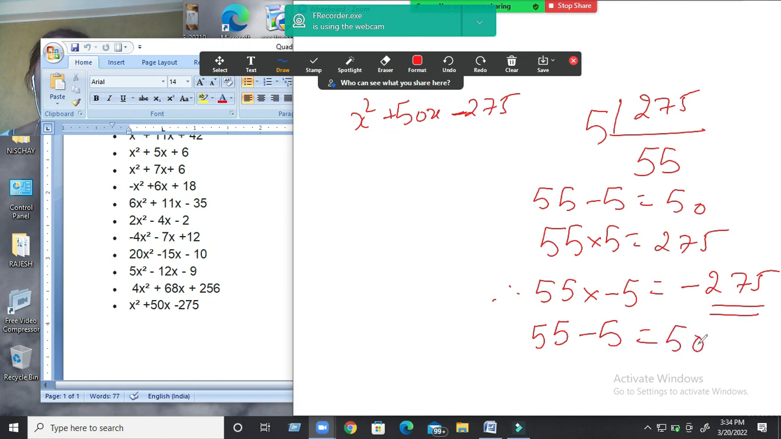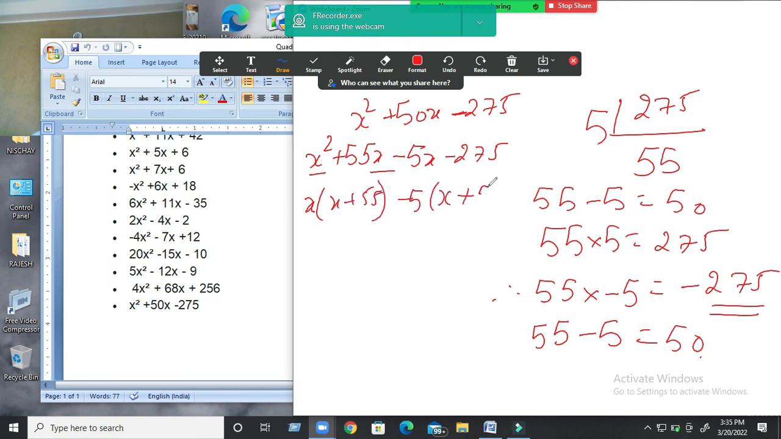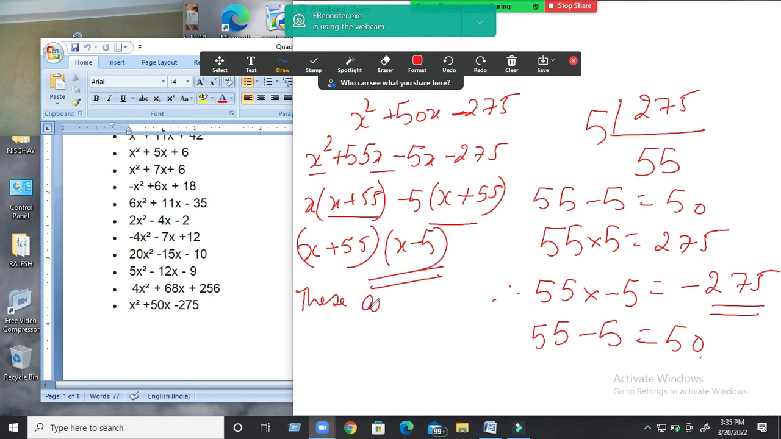And 55 minus 5 gave me 50, which is the plus 50 I needed. So my expression is x square plus 55x minus 5x minus 275. Take x out, x plus 55. Then take minus 5 out, x plus 55. We know the multiplication of these two leads to 275. Now x plus 55 is out, then x minus 5 is in. Therefore, these are the factors for the equation.